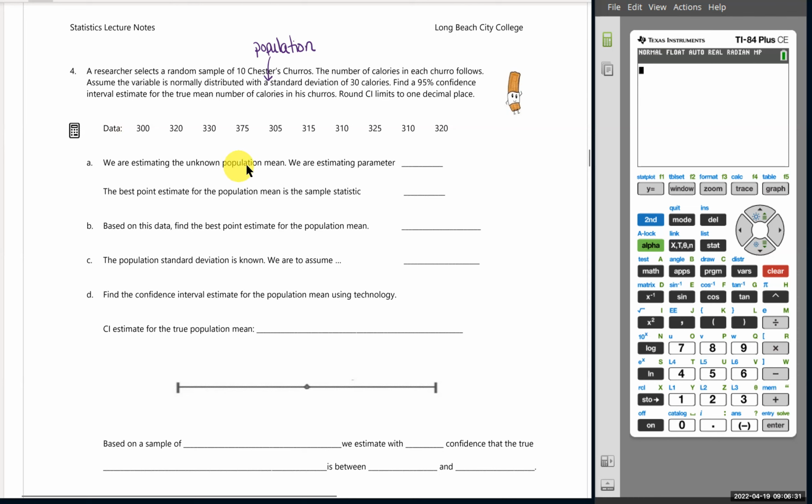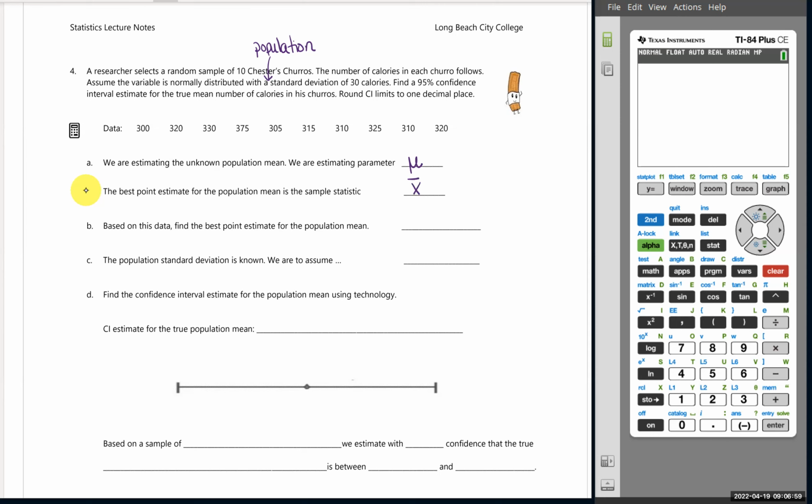All right, so we'll start with the parameter. We would like to know the unknown population mean, the mean of all of his churros, and that would be represented by mu. Population mean is our parameter. And then we know that our best point estimate, our best single number that estimates that mean, is its corresponding sample statistic. In this case, the sample mean.